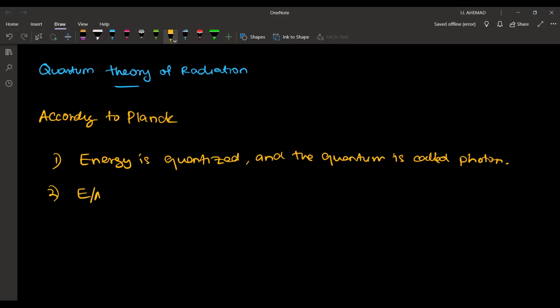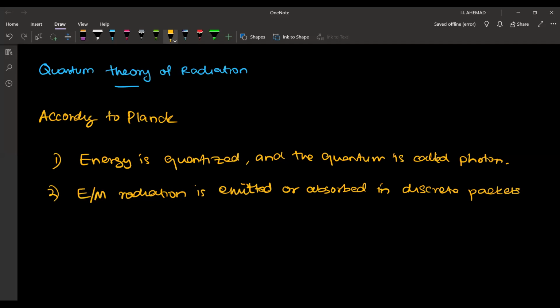So according to him, electromagnetic radiation is emitted or absorbed in discrete packets of energy, packets of energy called photons. Therefore, energy is not continuous.